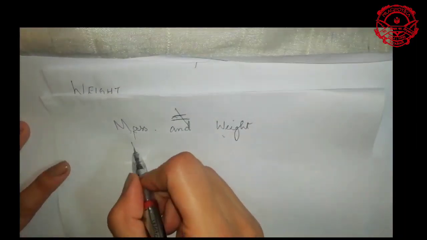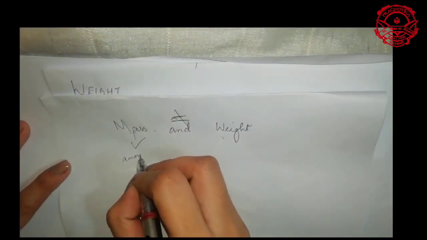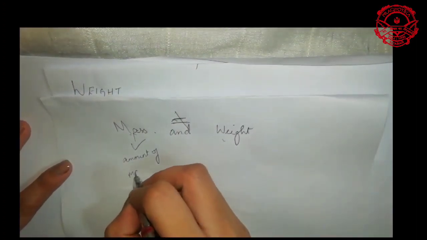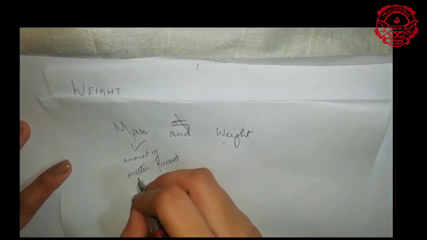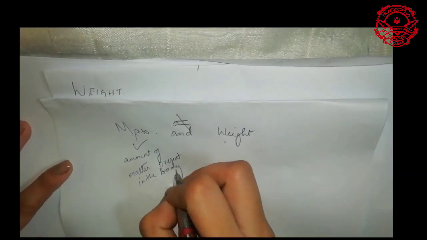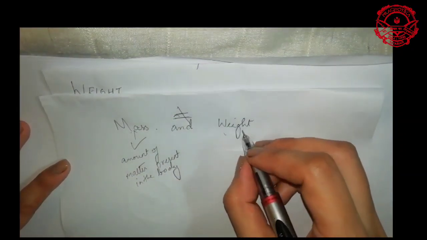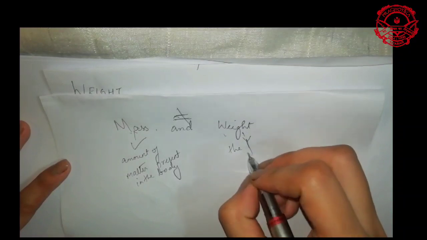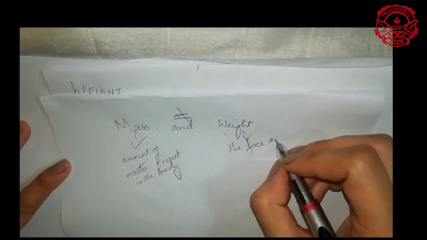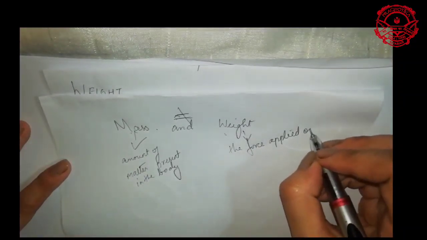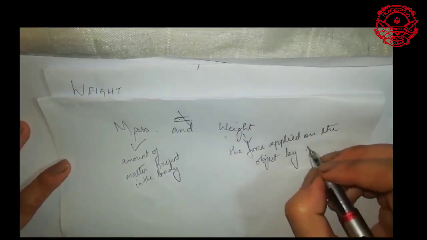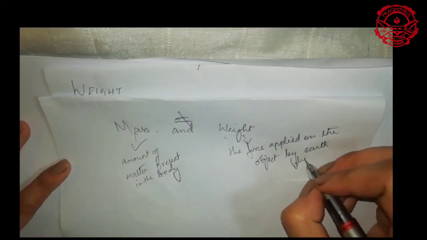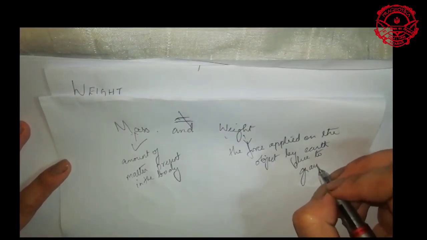When it comes to mass, it deals with the amount of matter present in a body. Whereas when it comes to weight, it defines the force applied on the object by earth due to gravity.